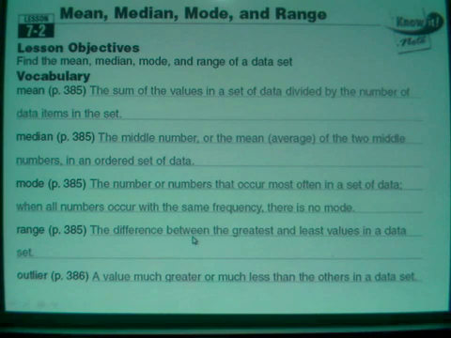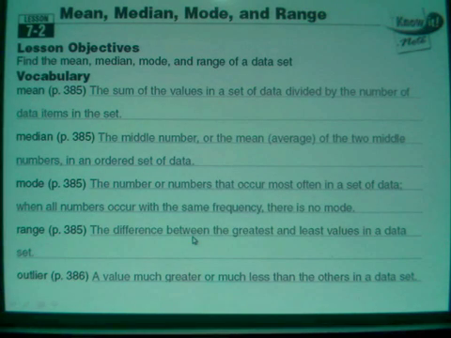Median is the middle number, or the mean, average, of the two middle numbers in an ordered set of data.